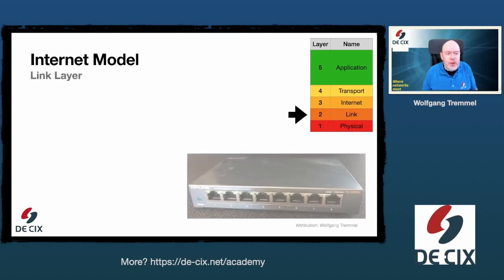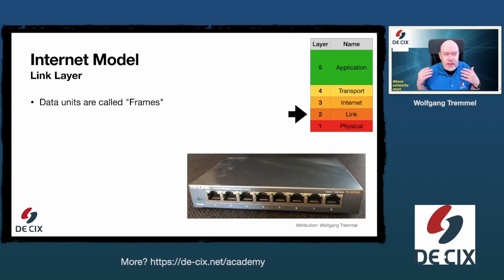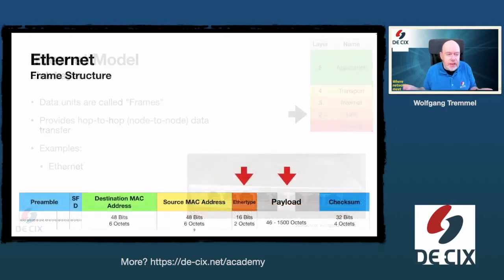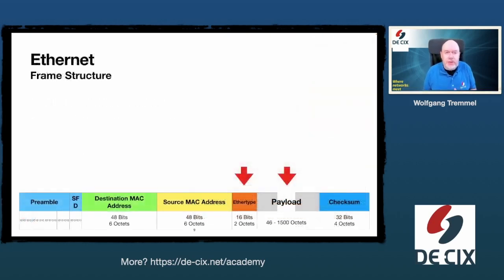One layer above, we have the so-called link layer. In the link layer, data units are called frames. The purpose of the link layer is to provide hop-to-hop and node-to-node data transfer. So from my laptop here to my Fritzbox downstairs. An example of protocols on the link layer is, of course, Ethernet, and there is a separate video about that.